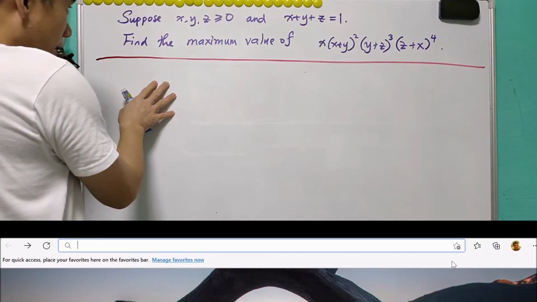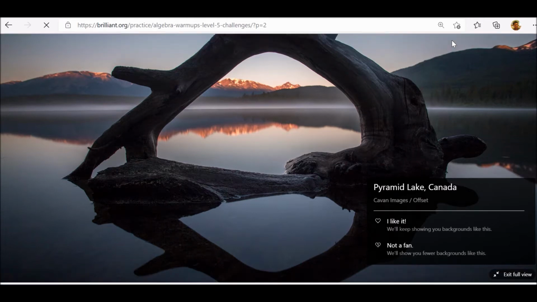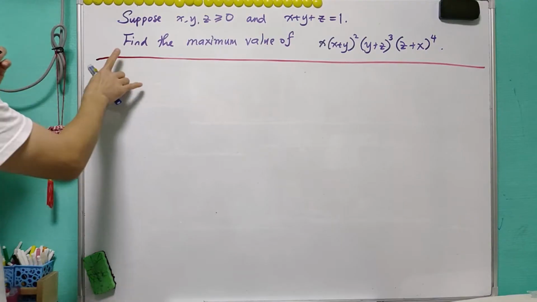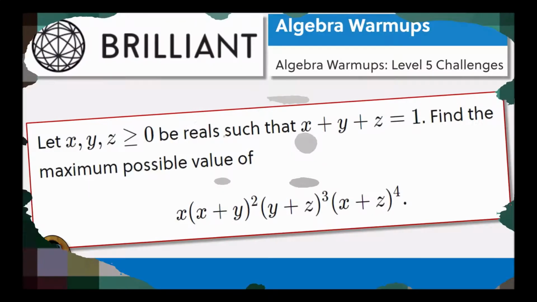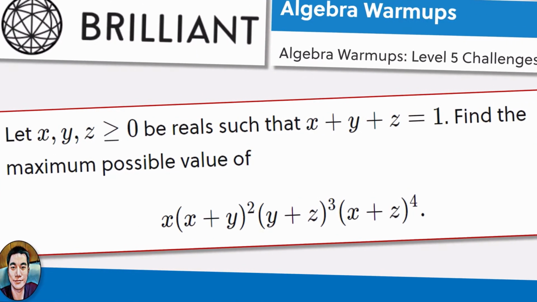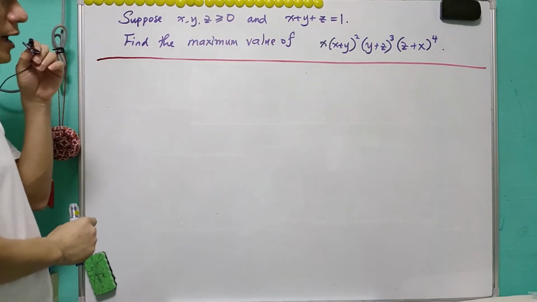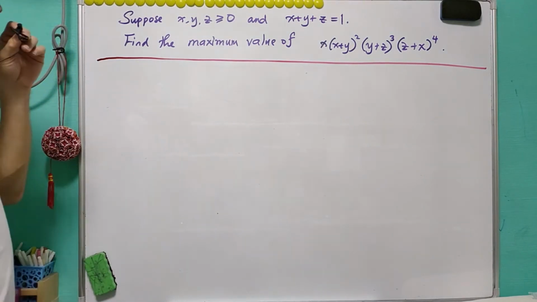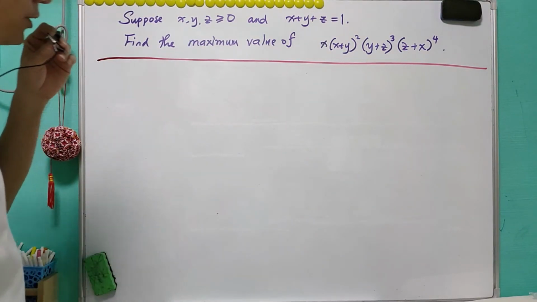This is another level 5 question on Boolean.org. You're asked to find the maximum value of this expression. What makes this question interesting is that it is non-symmetric. When it is non-symmetric, the maximum value is unlikely to happen at x equals y equals z.